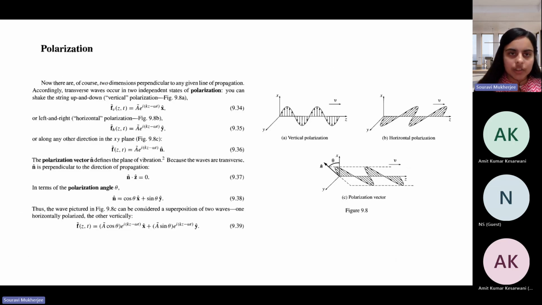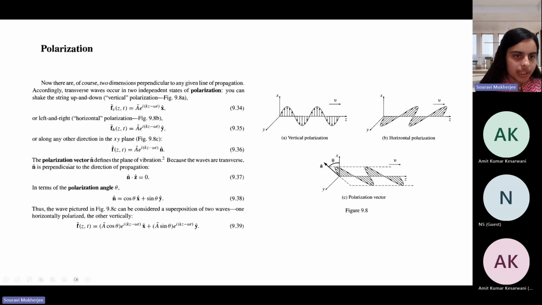Now, another aspect of electromagnetic waves is polarization. We know that electromagnetic waves are transverse. That means, suppose you have propagation of a wave along the z direction, the electric field can oscillate vertically, or there can also be horizontal oscillations. So it can have vertical polarization or horizontal polarization, or it can be in any arbitrary direction in the xy plane, right?